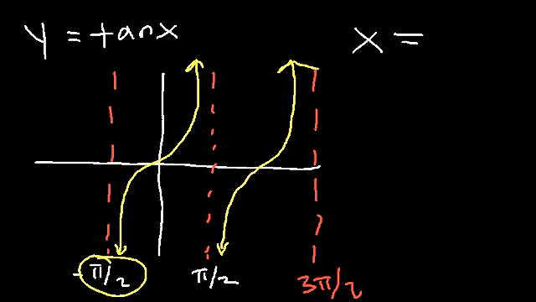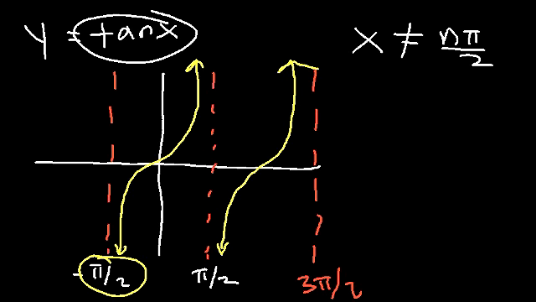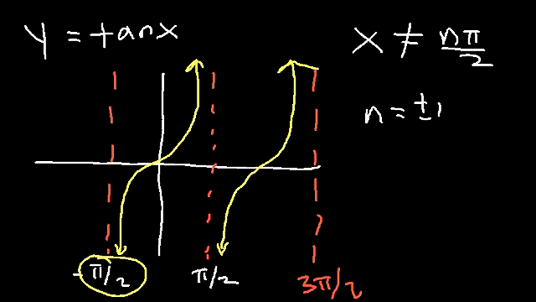So x cannot be n/2 for this exact function, where n is a number such as ±1, ±2, ±3, and it goes on forever. Actually not 2. It's only odd numbers. So ±1, ±3, ±5, and then the pattern repeats.